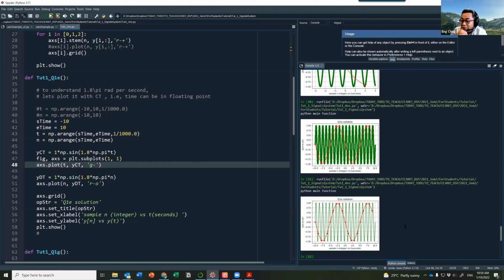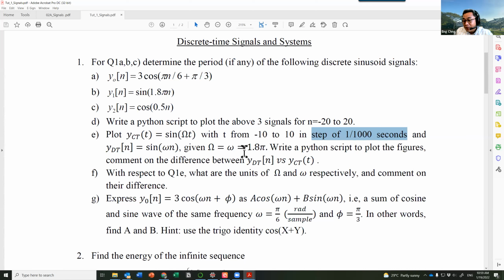So this is the idea of aliasing. When the actual signal is moving very fast and we are not sampling fast enough, it appears to us that the original sinusoid is of a low frequency. And this is what's happening. Okay, so this is question 1E, showing us the difference between, actually, you realize that omega is the same, 1.8 pi, but they behave very differently. All right. I'll pause recording now and take questions.